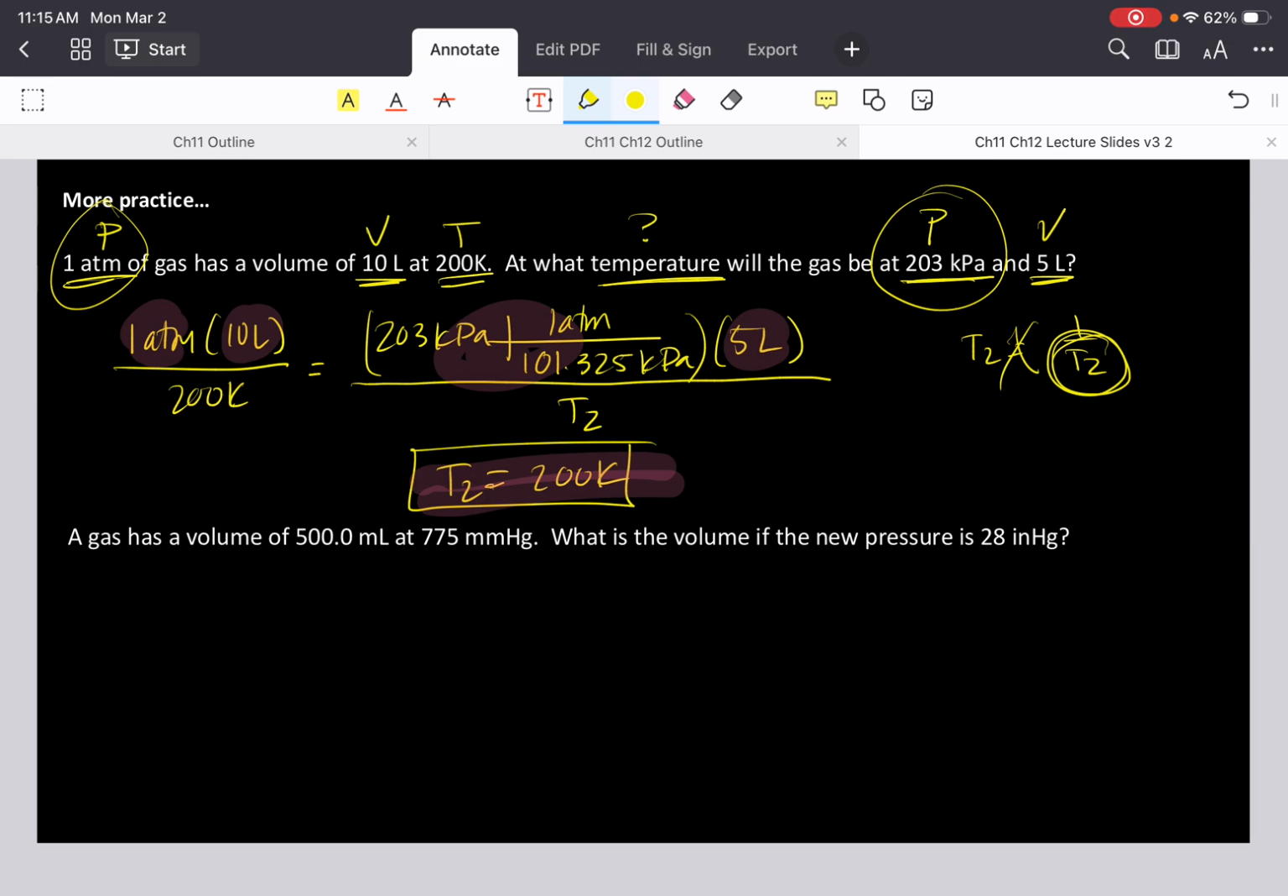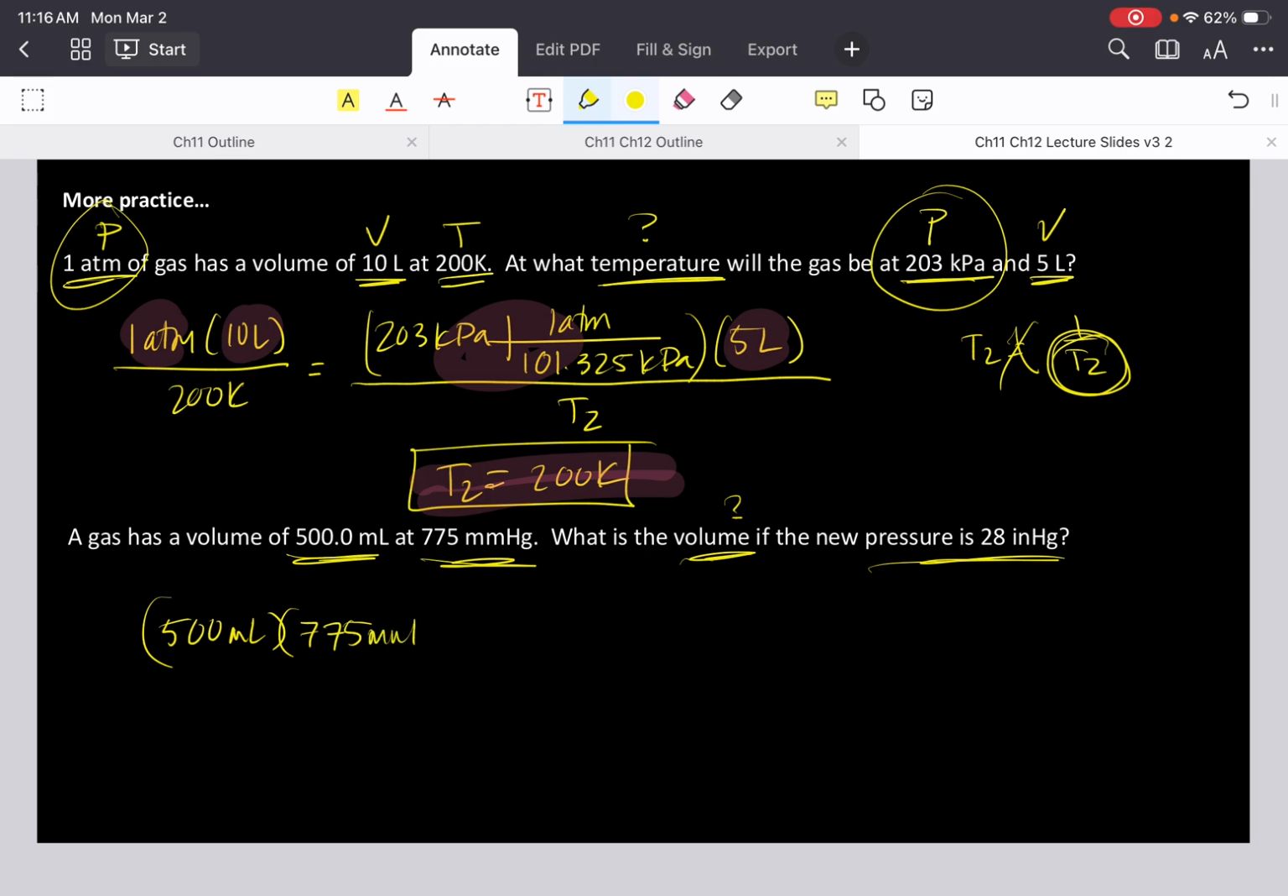All right. Finally, it says a gas has a volume of this at that. What is the volume if the new pressure is that? We've got to do the pressure matching thing again, right? But this is what relationship? Right, PV equals PV. Because we were not given information about anything else, so we can just assume those things don't change, right? So starting with 500 mils times its pressure, which is 775.